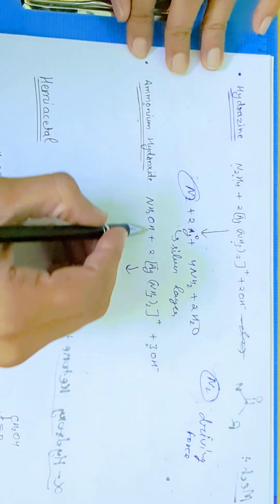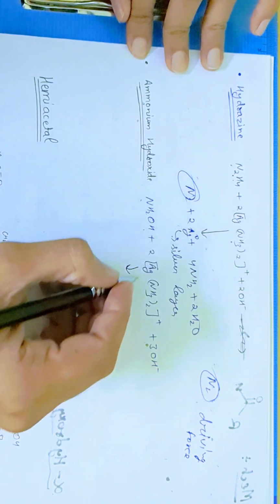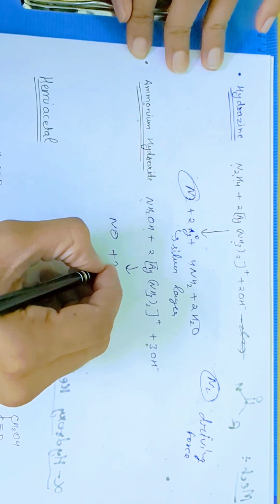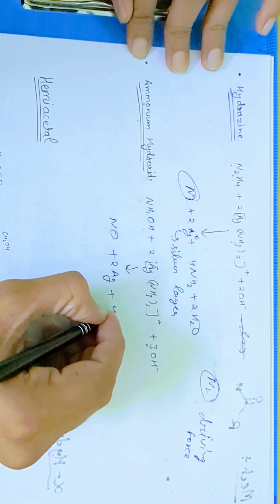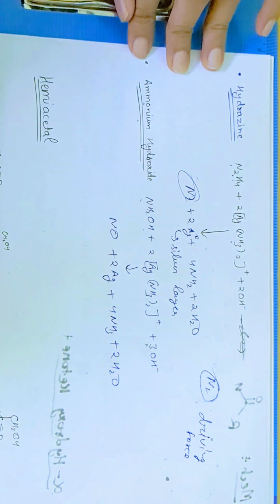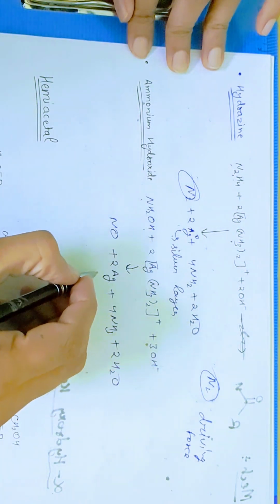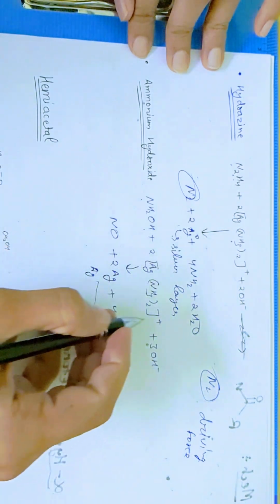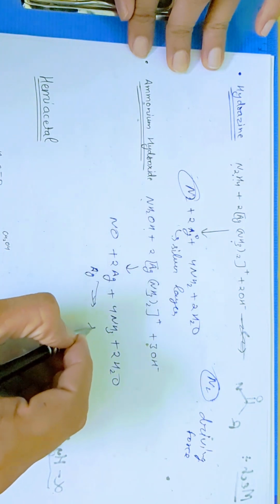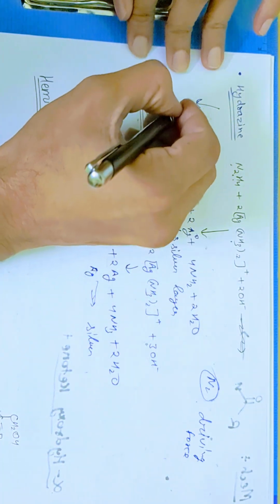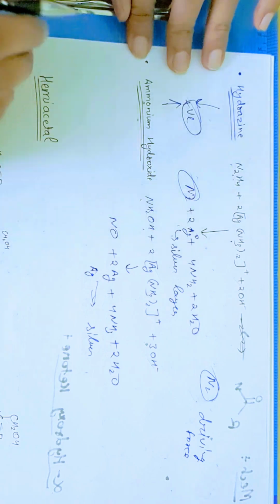Now another example, ammonium hydroxide. When it reacts, it gives nitrogen monoxide gas plus 2Ag plus 4NH3 plus 2H2O. Here you can again see Ag is in the elemental state, so again it will form a silver layer. Both species give a positive Tollens test.